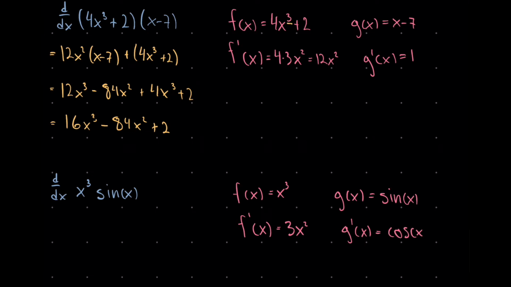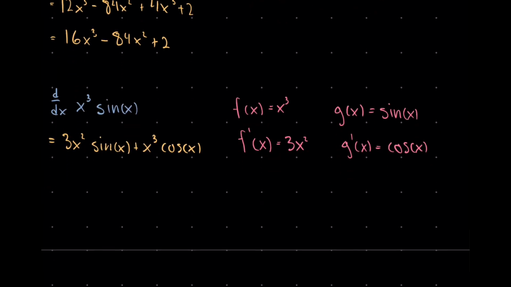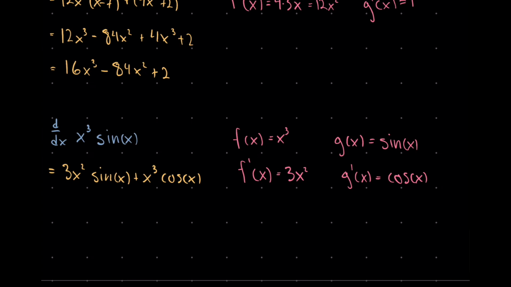So that's it. Putting this together, we have that the derivative of x cubed times sine x is first f prime x, so 3x squared, times sine x, plus f of x, so just x cubed, times g prime x, or in this case, cosine x. We could group like terms a little bit, and we can factor out an x squared term. What's left is 3 sine x plus x times cosine x.